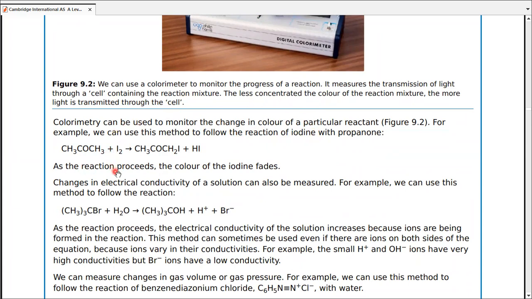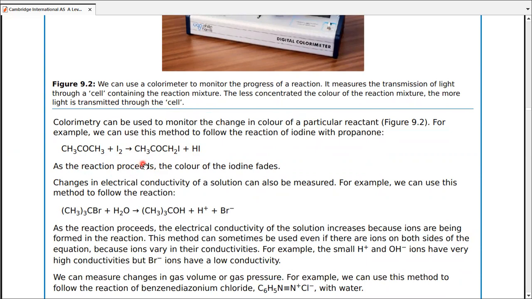Now, in this case, propane is colorless, but iodine definitely has a color. The more faded the color of the reactants is, the more iodine has already been used in the whole reaction, which means most of the reaction has been consumed and converted into products. The darker the color is, it means most of the reactants are still left over and the reaction has not proceeded much. So that's pretty easy to guess for this kind of reaction.